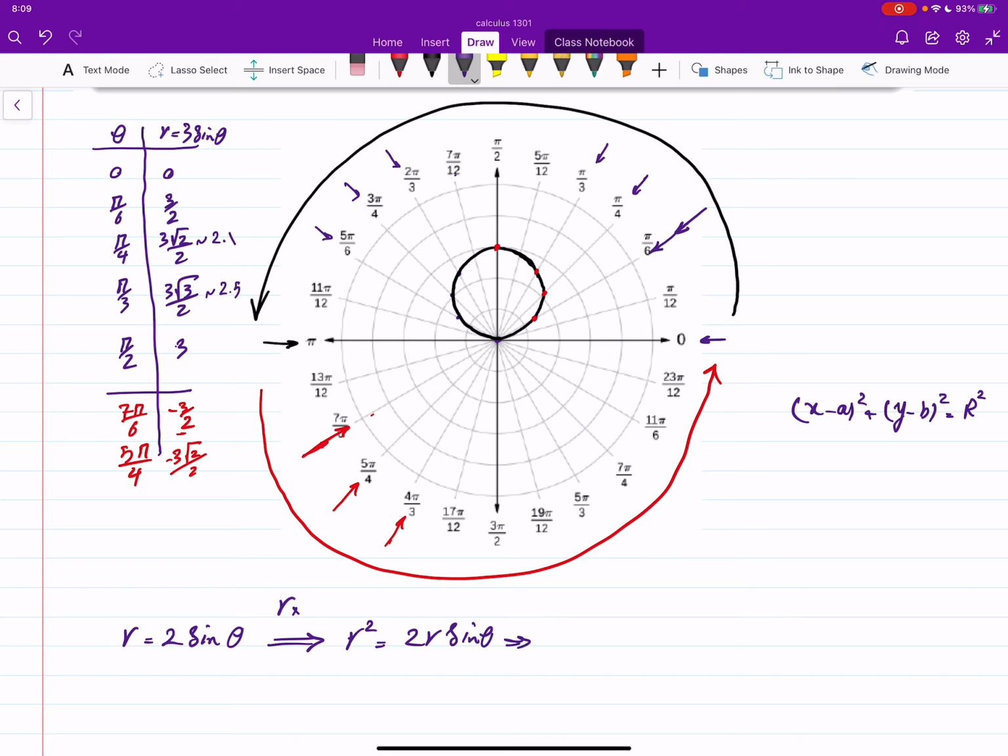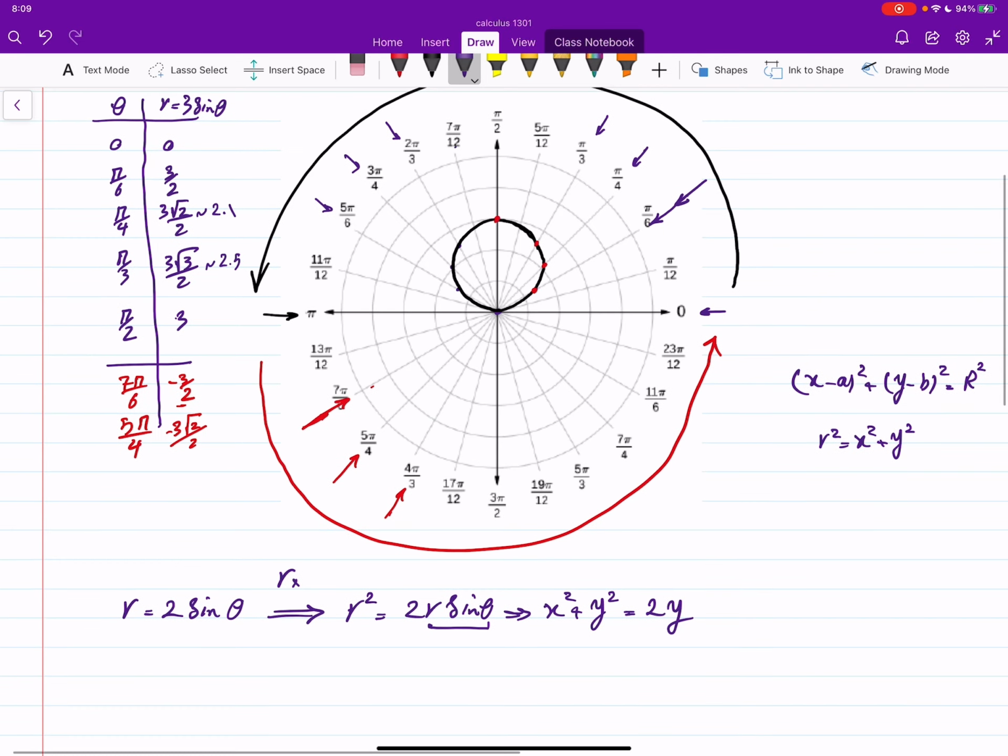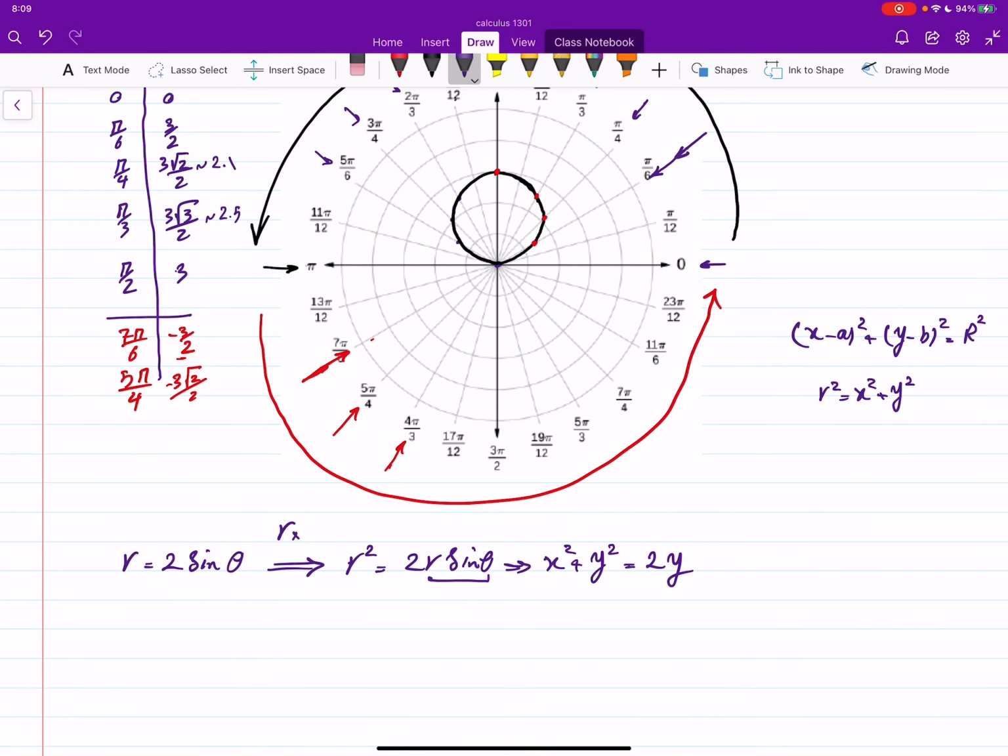R squared is, remember, x squared plus y squared. So I have x squared plus y squared equals r times sine theta, where r sine theta is y. So this is 2 times y. Now, my claim is that this is an equation for a circle.